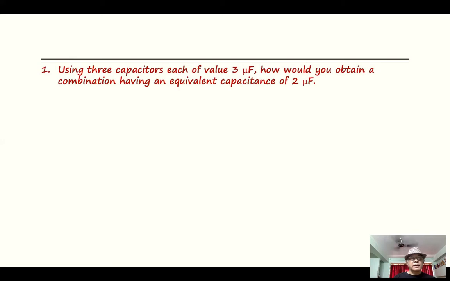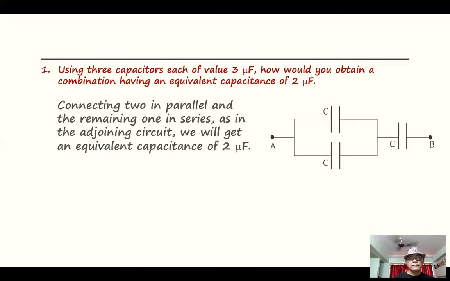Problem number 1. Using 3 capacitors, each of value 3 microfarad, how would you obtain a combination having an equivalent capacitance of 2 microfarad? Connecting 2 in parallel and the remaining 1 in series, as in the adjoining circuit, will give an equivalent capacitance of 2 microfarad.